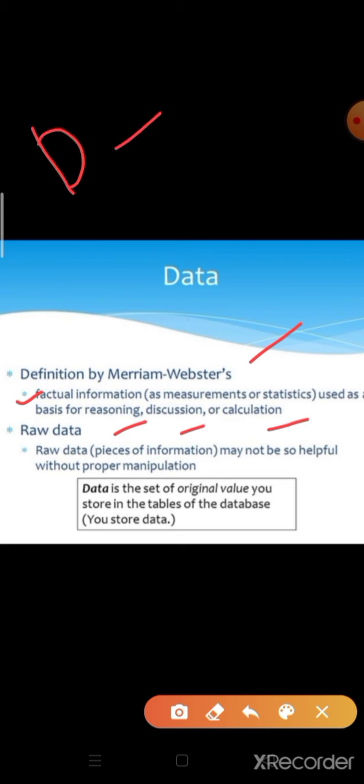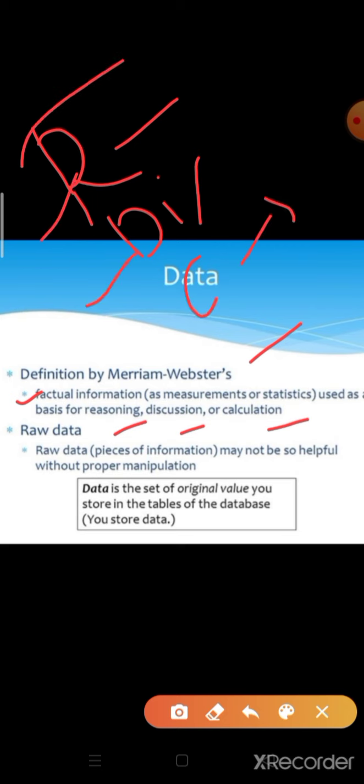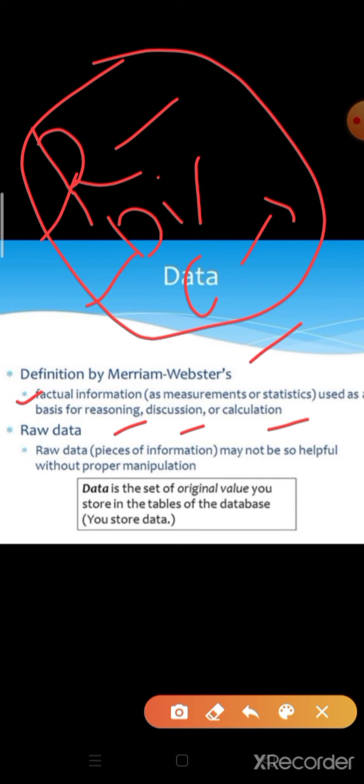In the words of Merriam-Webster, data is factual information used as a basis for reasoning, discussion and calculation. We collect data for some reason. Then we discuss that data, and then calculation is done on the basis of that discussion and the reason for which we collected that data. So that factual information is raw data.